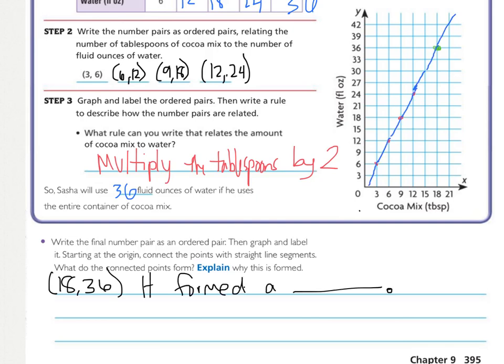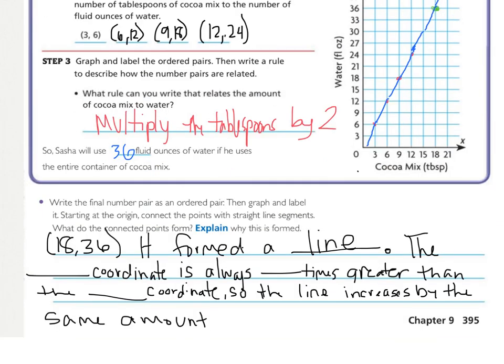So after using your ruler to connect the dots, what did it form? It actually formed a line. This is how they combine, so your numerical patterns can create a line graph. And why do you think that's formed? Well, now I know this is a long sentence, but it's important information to recognize. So the blank coordinate is always blank times greater than the blank coordinate, so the line increases by the same amount.